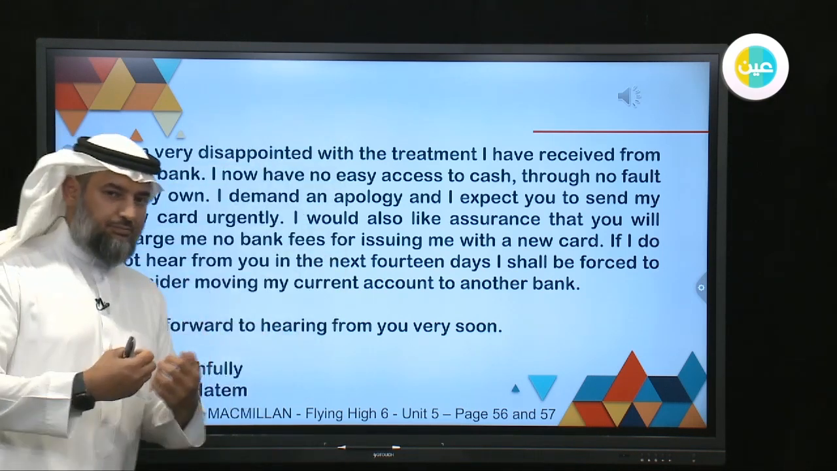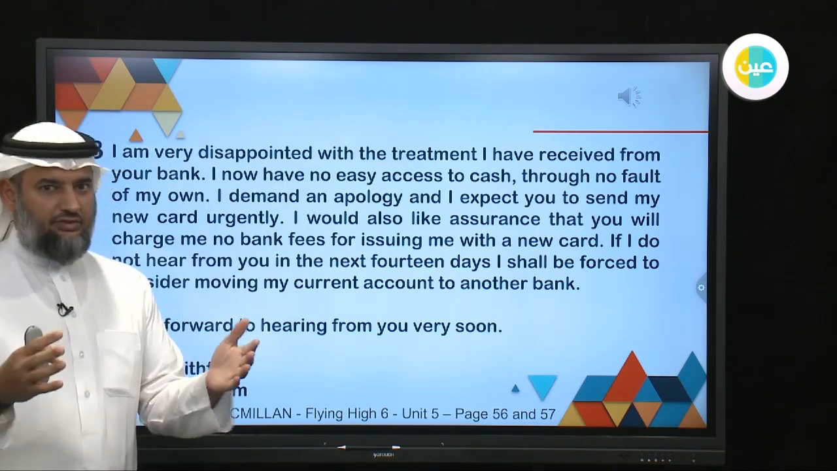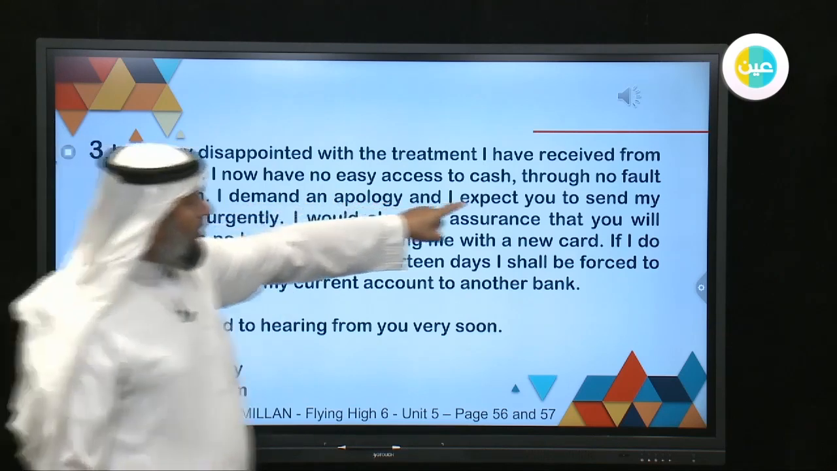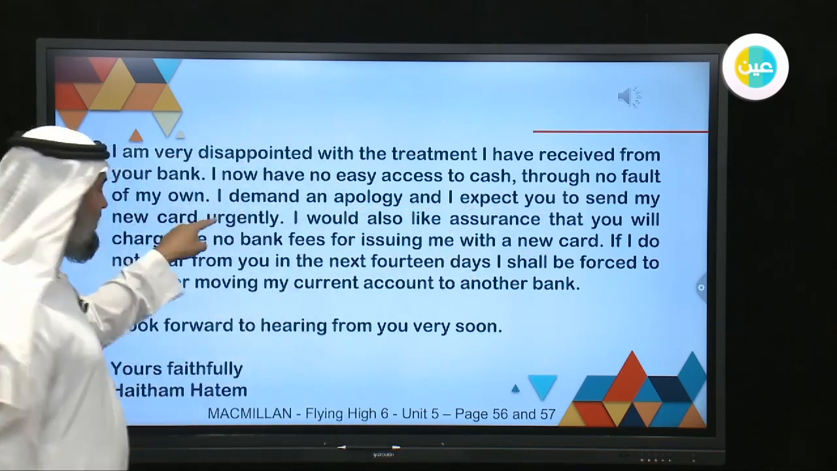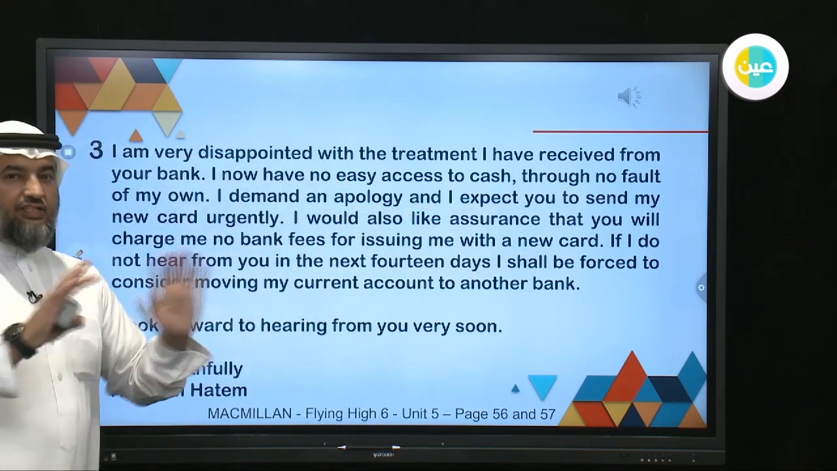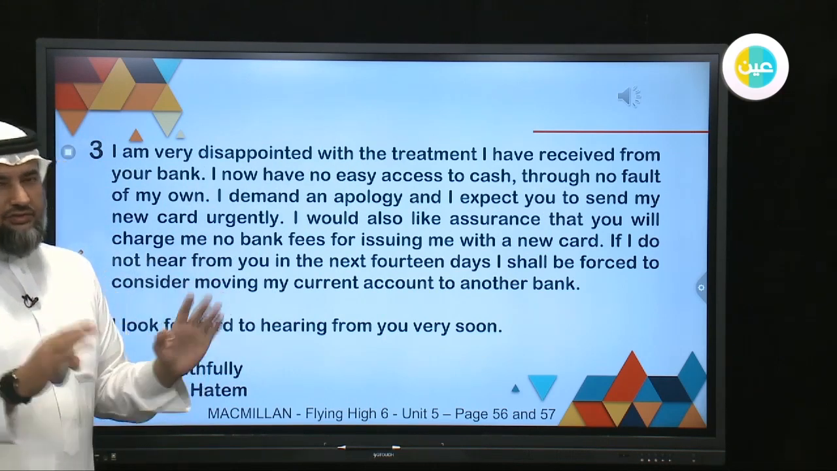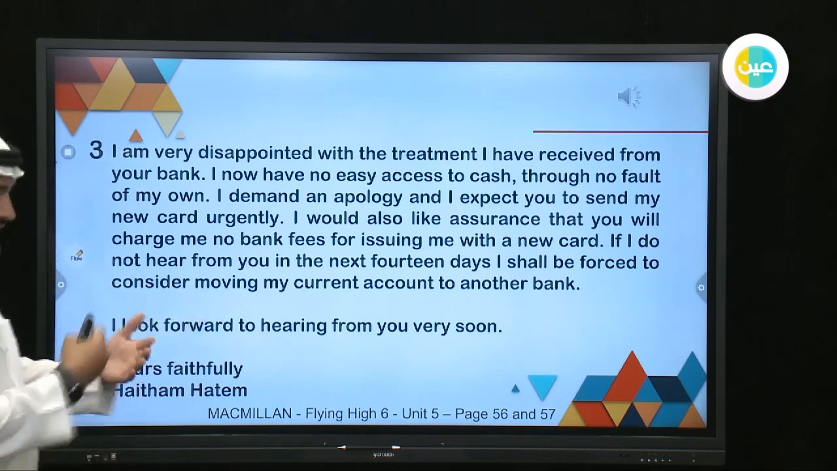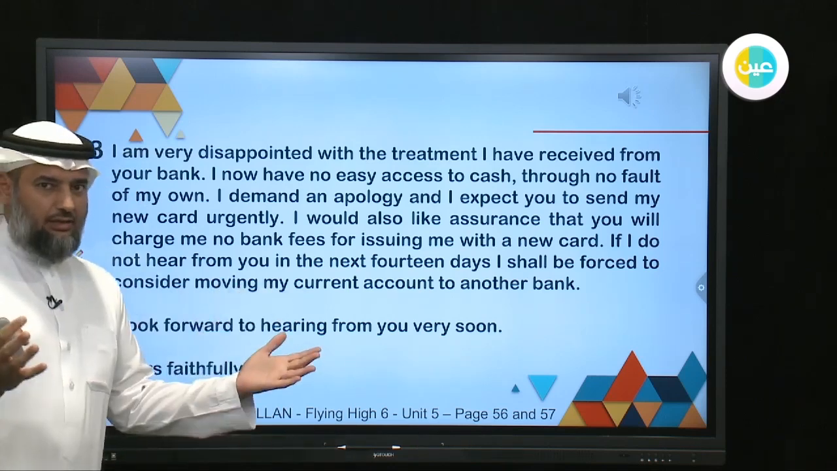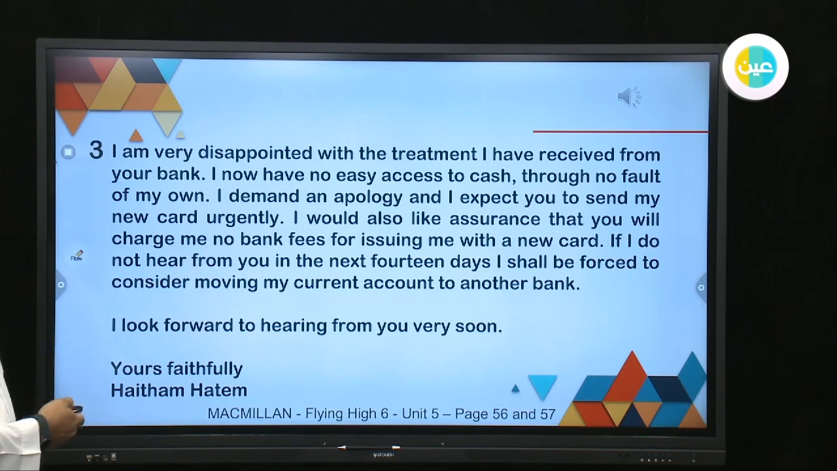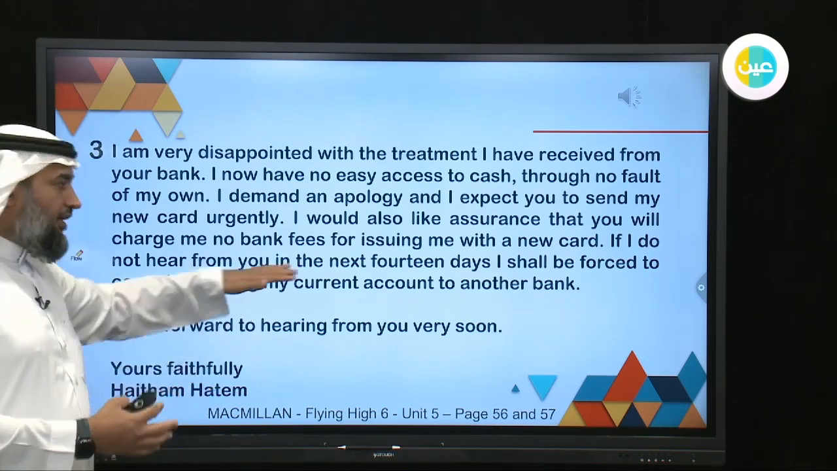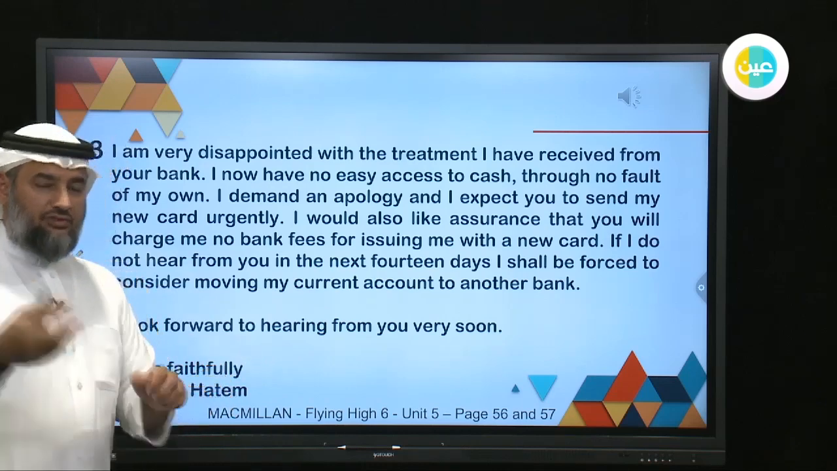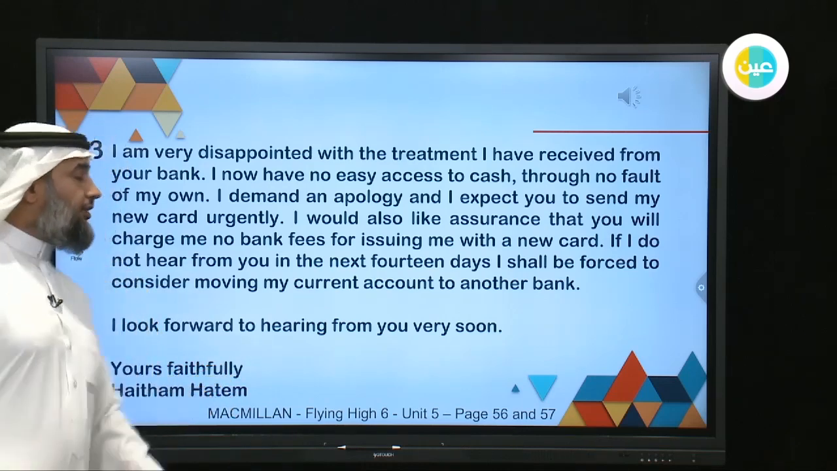Okay, now that's the solution that he gave. You should really give me my credit card without taking any fees from me. And also he said, through no fault of my own. So that's not my problem. I didn't do anything wrong for you to take my debit card. So you should give me my card without taking any money from me. If they didn't do that, what will happen? He will change the bank. He will take his money and take everything and go to another bank.